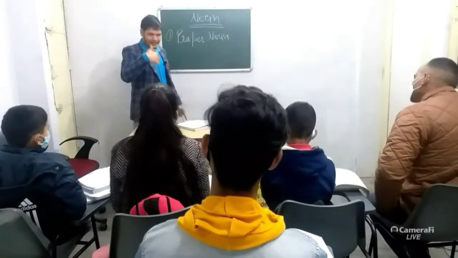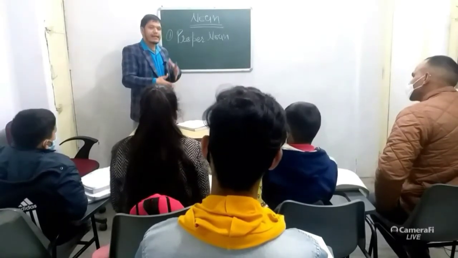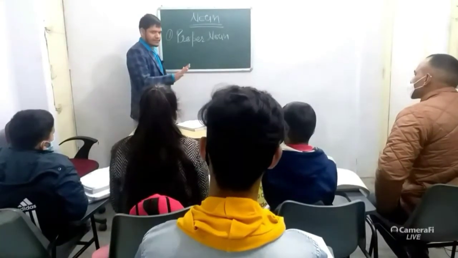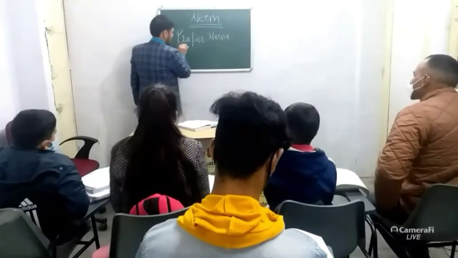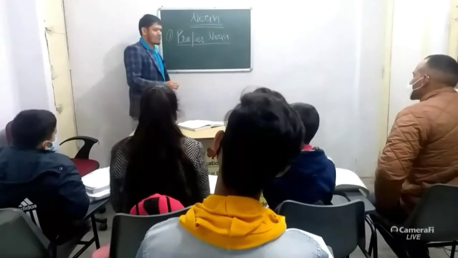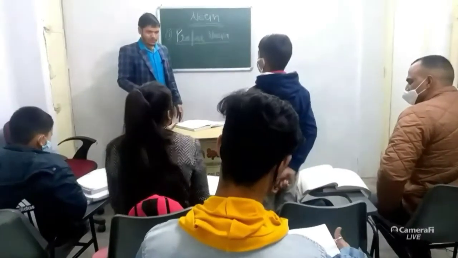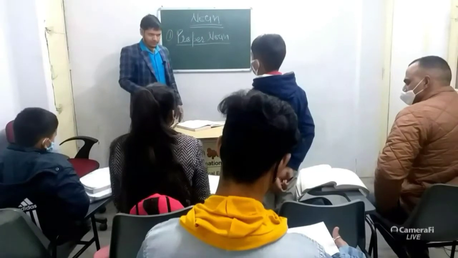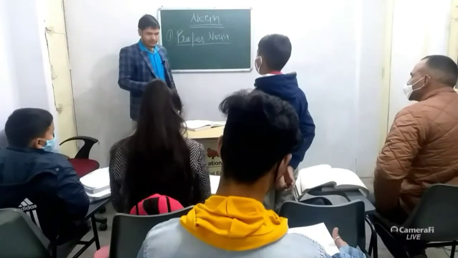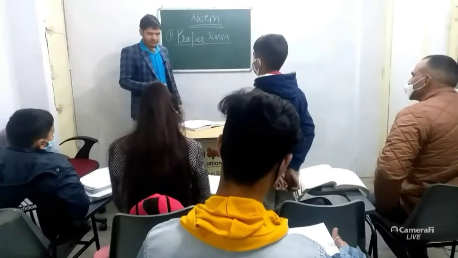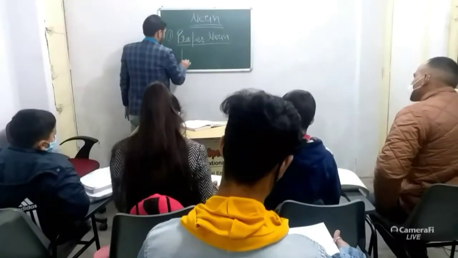To use the nouns properly and systematically, nouns are divided in 5 kinds. Number 1 is called proper noun. Who will give the definition of proper noun? Varnik, stand. The name given to a particular person, place, or thing is called proper noun. For example, Delhi is the capital of India. Delhi and India are proper nouns. Okay, sit down.